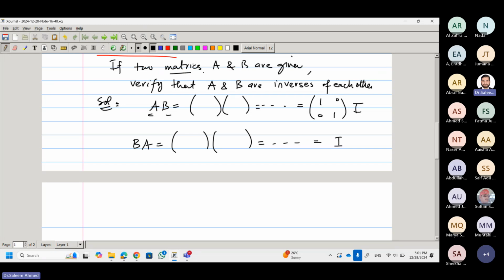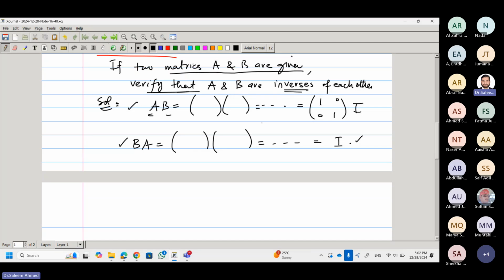So if two matrices are given to you and you need to verify whether they are inverses or not, just multiply A with B and B with A, they will both give you identity. So this will verify that they are inverses. And if AB becomes identity and BA does not become identity, you can say that no, they are not inverses because both have to become identity.